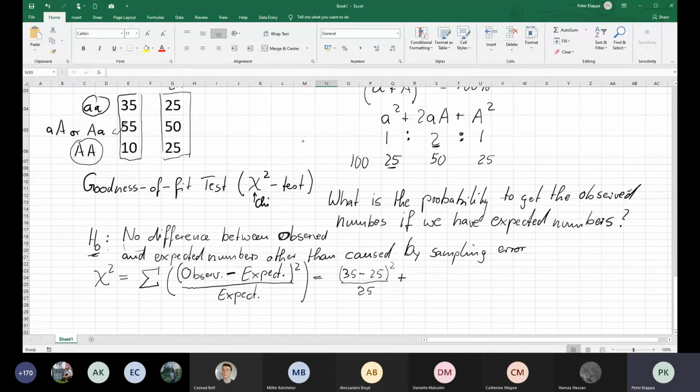Plus, now we do the heterozygotes. We have 55 minus 50 squared divided by the number of expected. That is 50. Plus, now we do the homozygotes, uppercase A, that is observed minus expected squared divided by the number of expected.